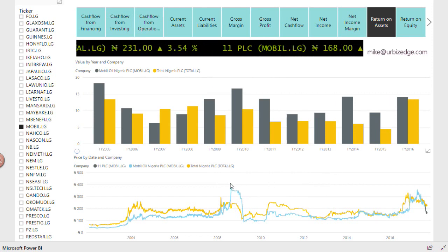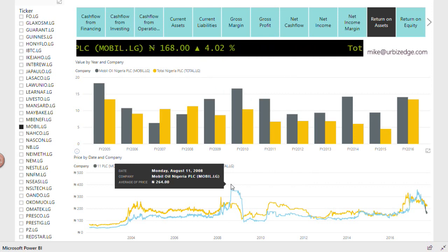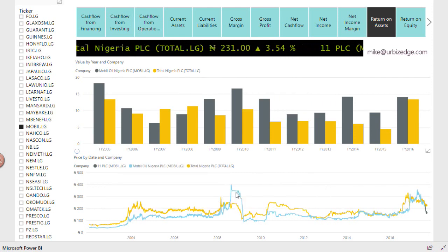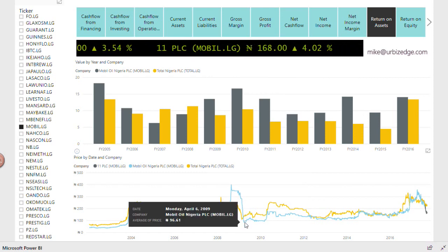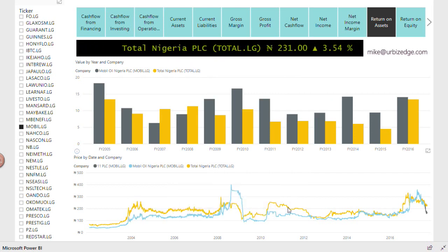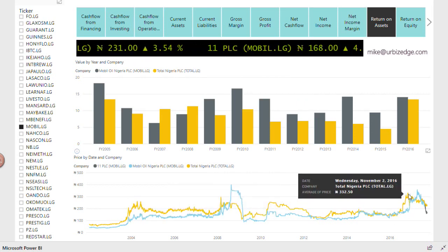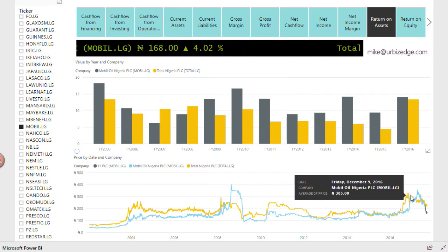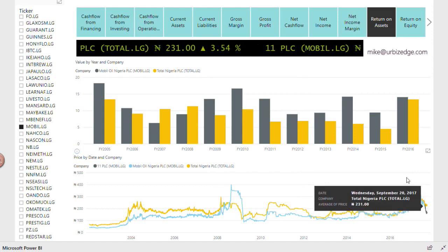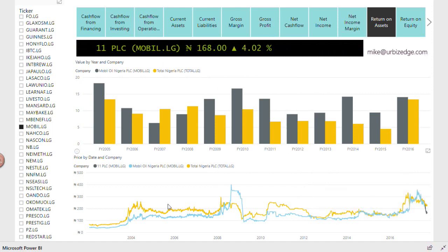So at a point, Mobile was as high as 400 and something in 2008, while Total was not even that high, and then all of a sudden everything went down. This was that 2008-9 crash, and then you see they've been going up kind of in sync. Then suddenly Mobile went up again. That was when Nipco acquired Mobile, and now it's come down again, really down. So you can see the whole story in the graph, right?